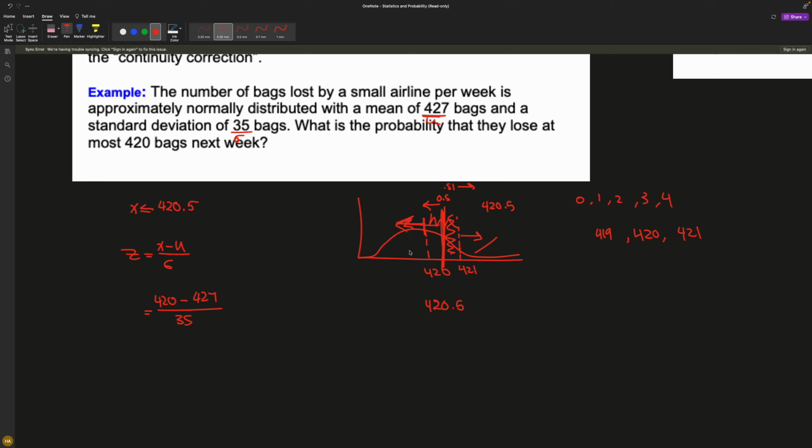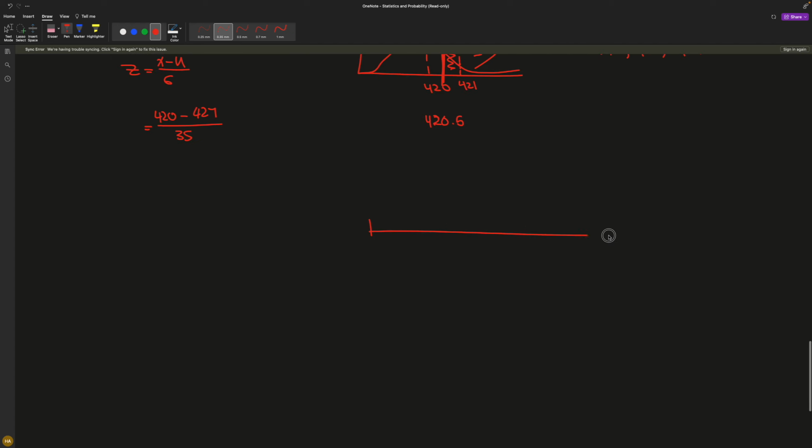Just remember, if you have a number line at 420 and I ask you for the probability, you add 0.5 to it if you want to go to the left. If you want to go to the right of 420, then you subtract 0.5, so this will actually be 419.5. Okay, so just keep that in mind.